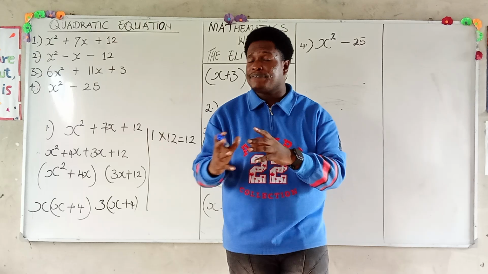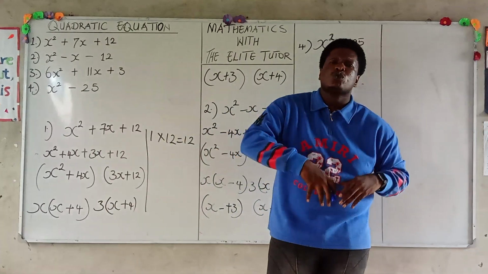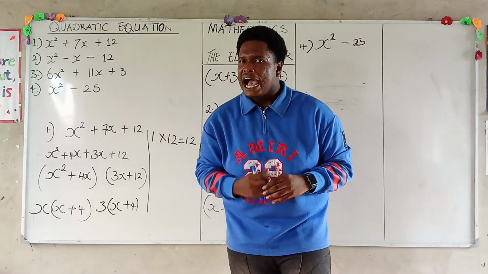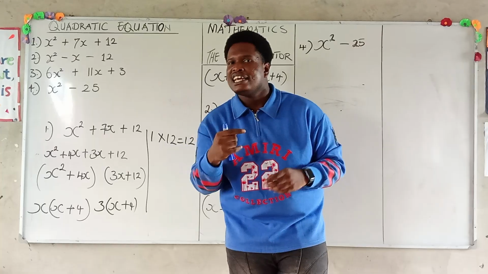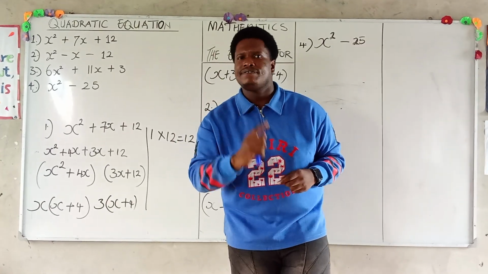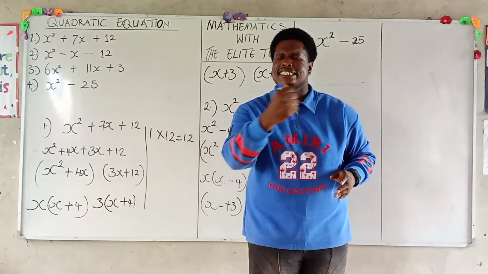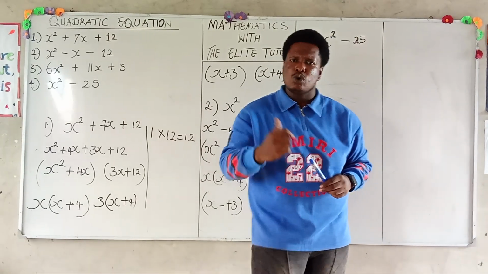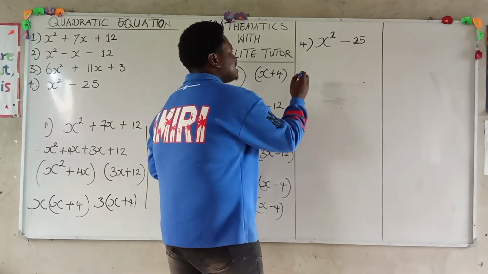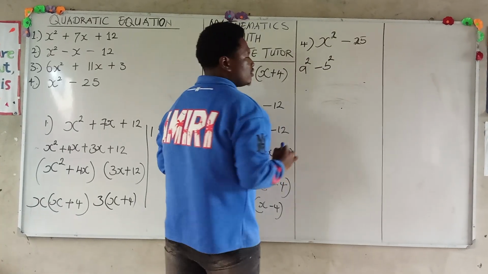What do I mean by difference of 2 squared? Difference of 2 squared is simply when a perfect square is subtracting another perfect square. I didn't say adding, I say subtracting. That is why it is called difference, not summation, but difference. It is when one perfect square is subtracting another perfect square. That is why the difference of 2 squared is usually expressed as a squared minus b squared.